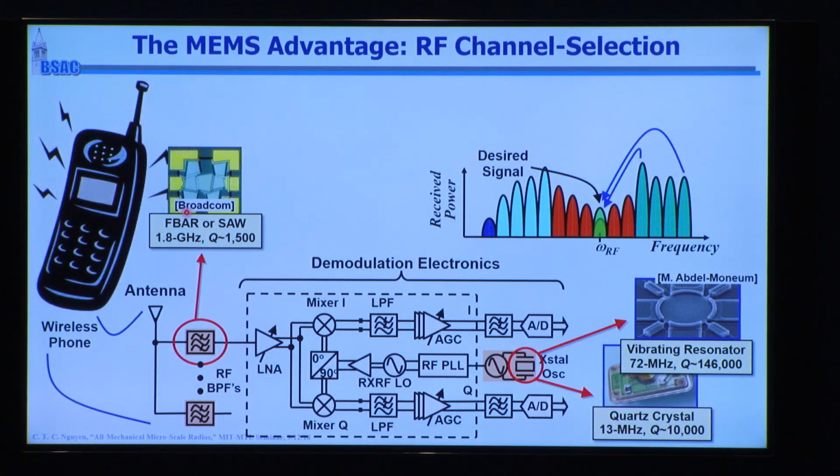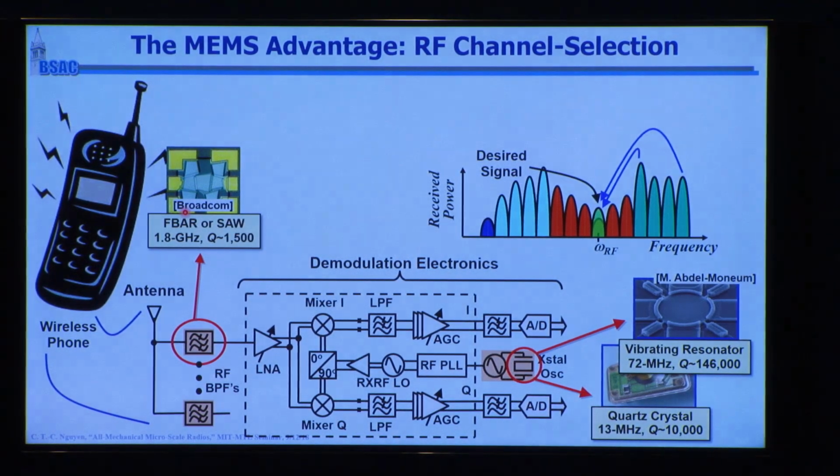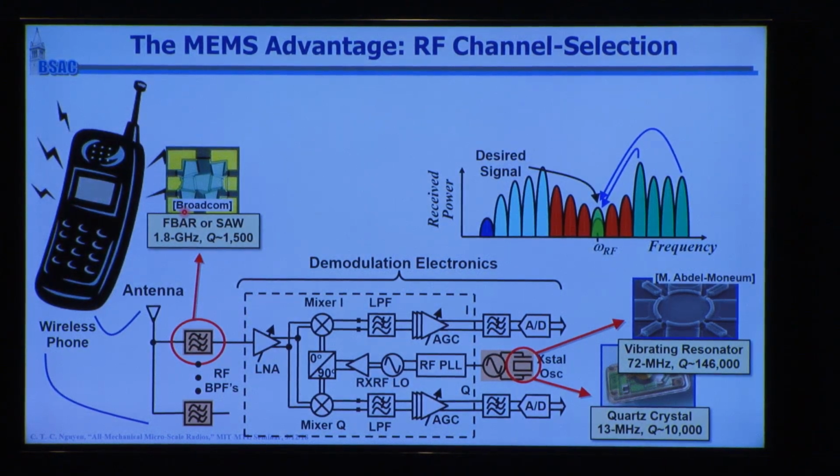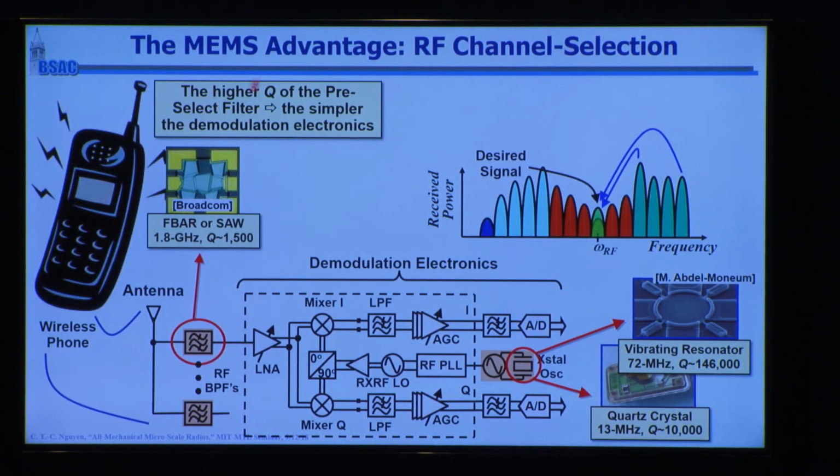Broadcom used to be Avago. They're making gobs of money doing this. And if you actually look at how much money Broadcom is making, a very large percentage of that is coming from these filters. They're MEMS technology. They're a vibrating filter here. And they're needed for all of these cell phones because if they have high enough Q, they can make the design of the demodulation electronics much simpler.